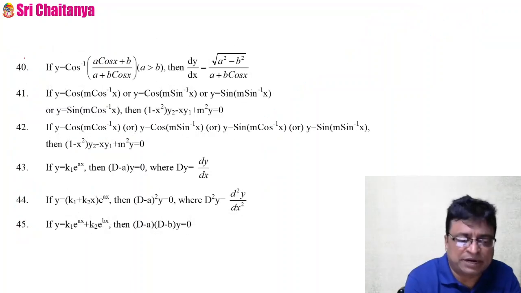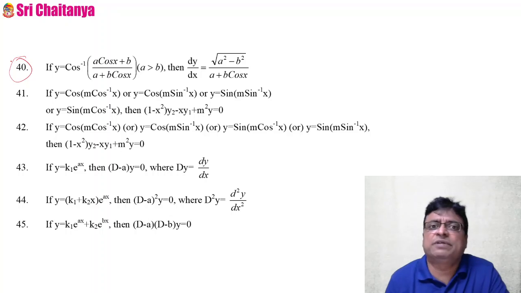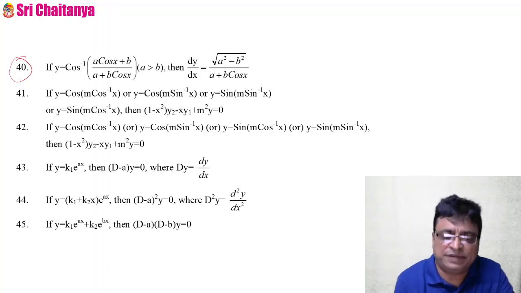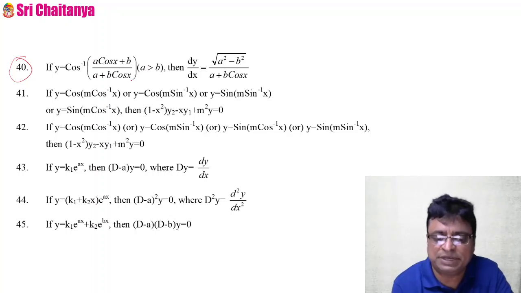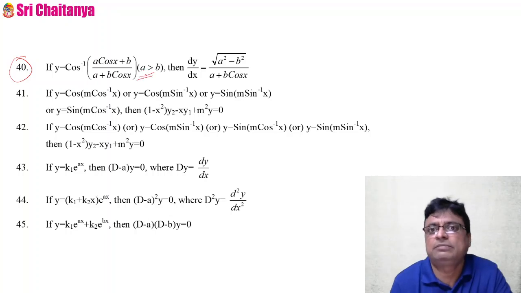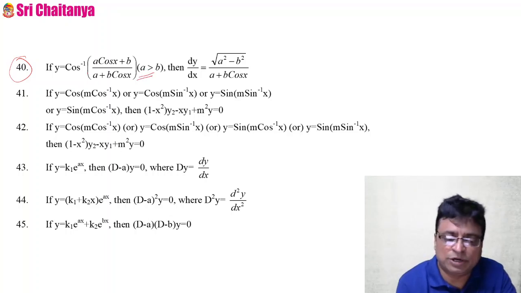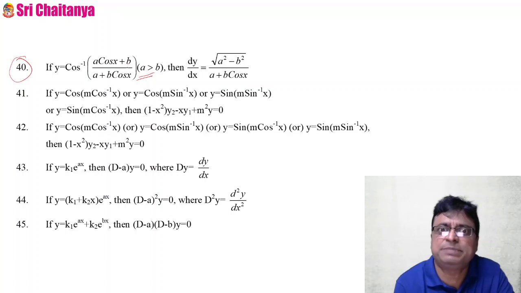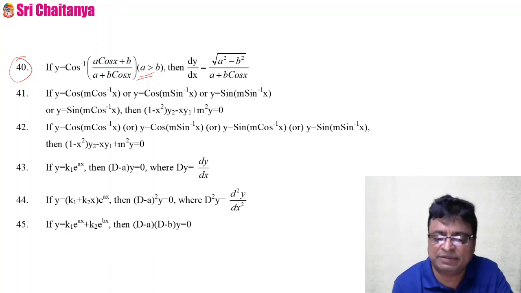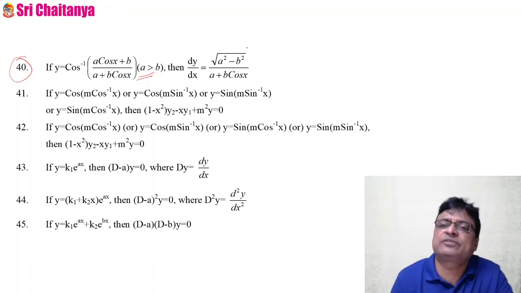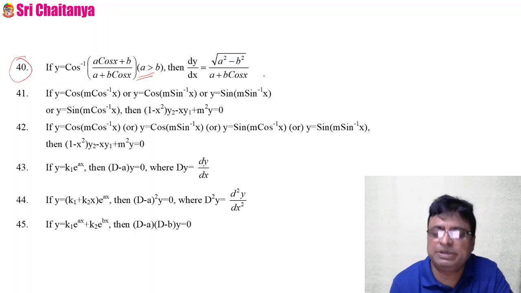Now another important formula, that is the 40th one. If y equal to cos inverse of (a cos x plus b) by (a plus b cos x), where a greater than b, then dy by dx equal to root of a square minus b square by (a plus b cos x).